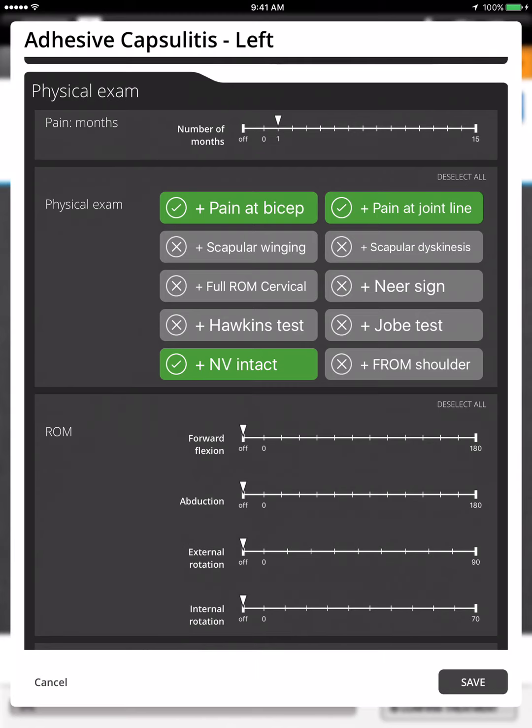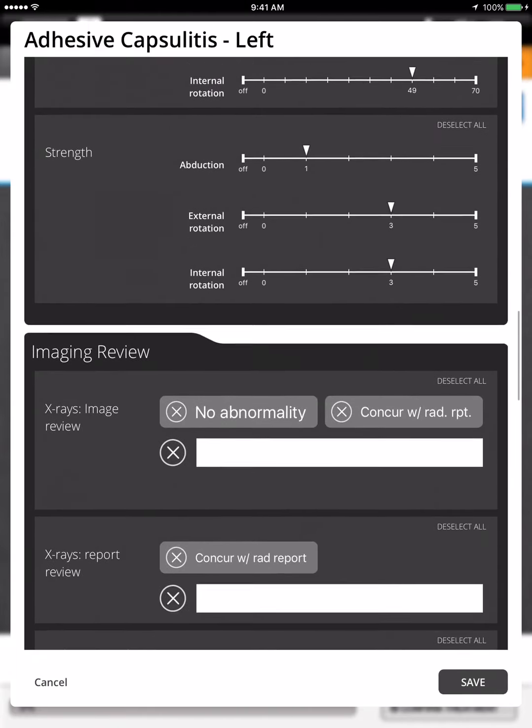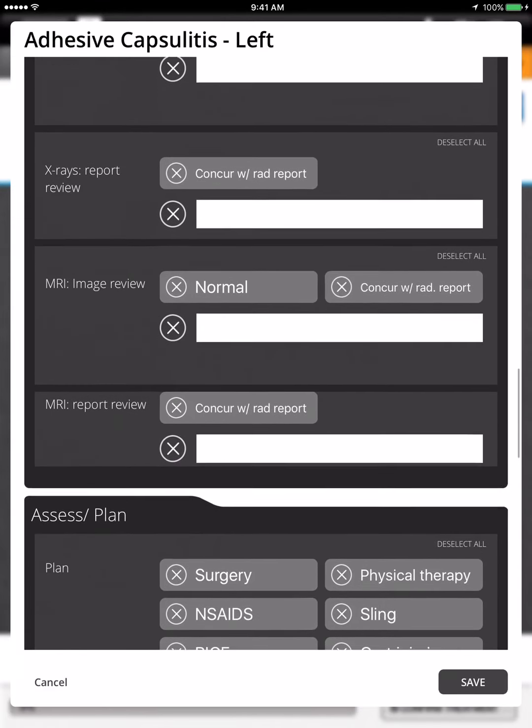condition is intact. Now, in measuring the range of motion, the physician can very quickly indicate that flexion is reasonably normal, abduction is much reduced, external rotation fairly normal, and internal rotation fairly normal. Similarly, strength on abduction is reduced, external rotation and internal rotation are within normal limits. The physician has examined the X-ray directly and found no abnormality, and also read the radiologist's report and found it to be normal as well.